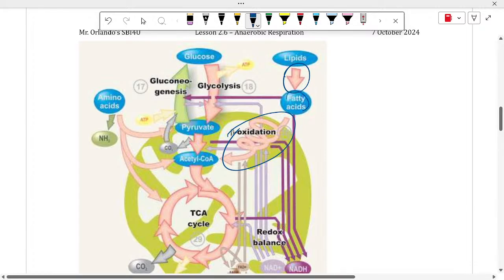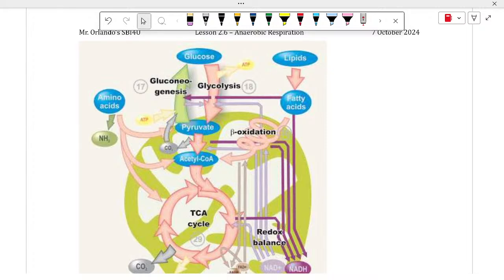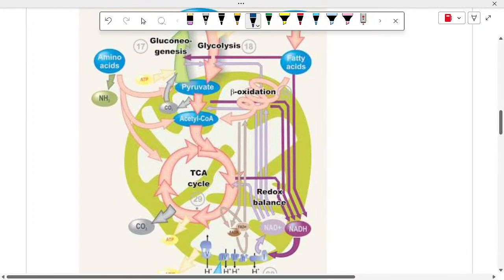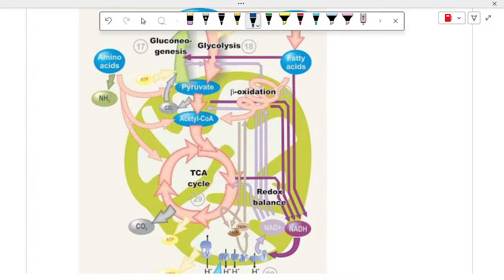Lipids being broken down into fatty acids requires a bunch of steps. And then those fatty acids eventually being converted to acetyl coenzyme A requires a bunch of steps. We're just not learning about them here. This is complicated stuff. But regardless, where do they all end up? They all end up in the citric acid cycle, also known as Krebs cycle.